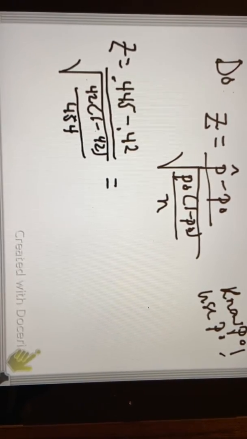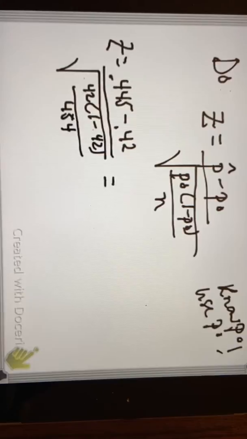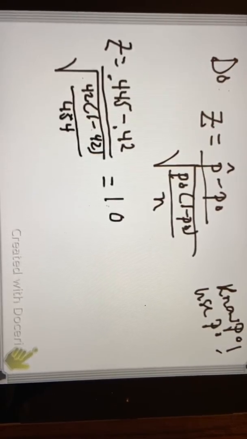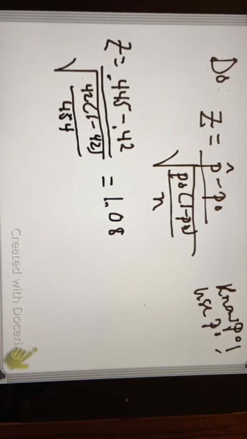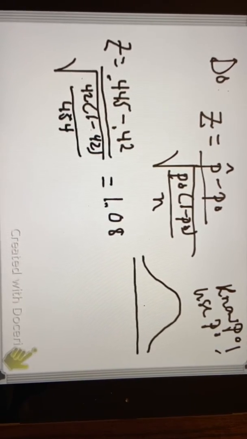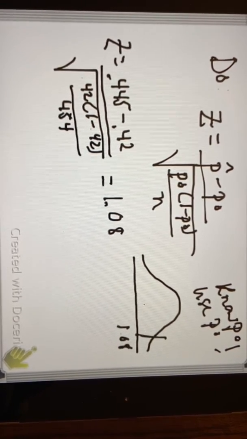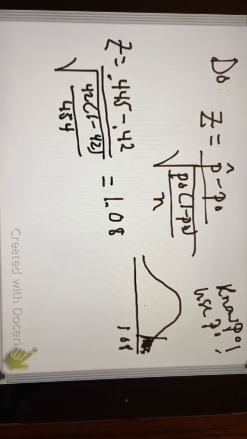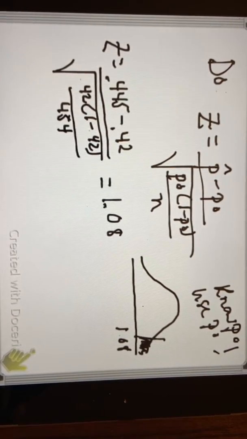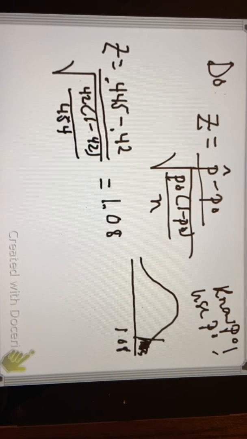And when I go to calculate, I get a z-score of 1.08. And I'm making a sketch because I told you so. So 1.08. And I need to find that dark shaded area, that region. That's my p-value. All right, and I'll get to explain the p-value in a second.